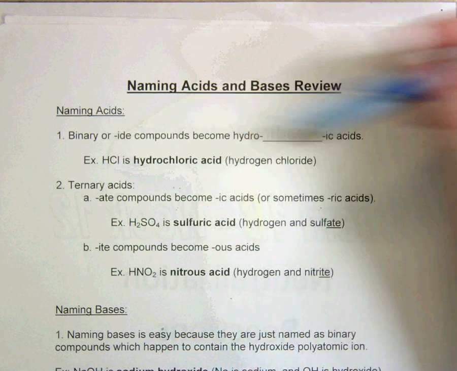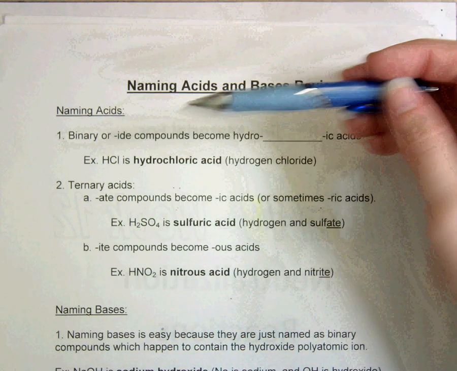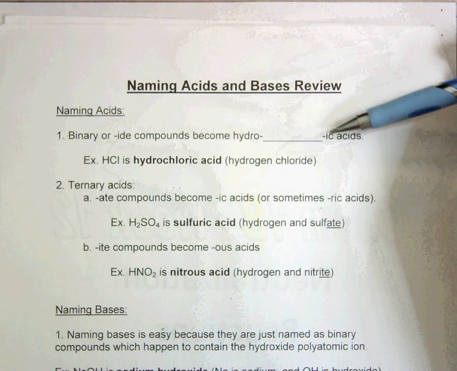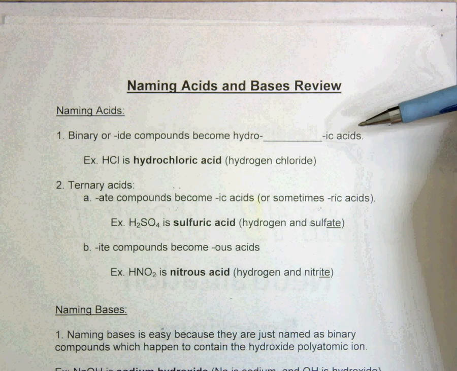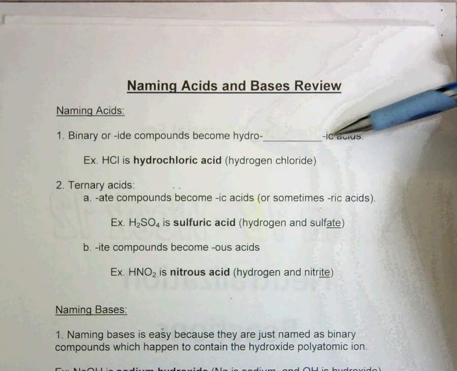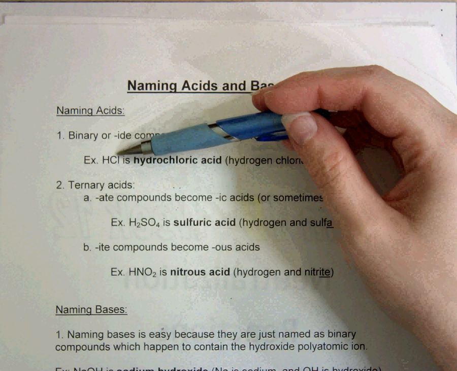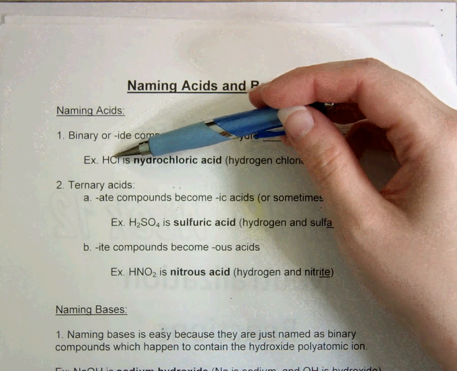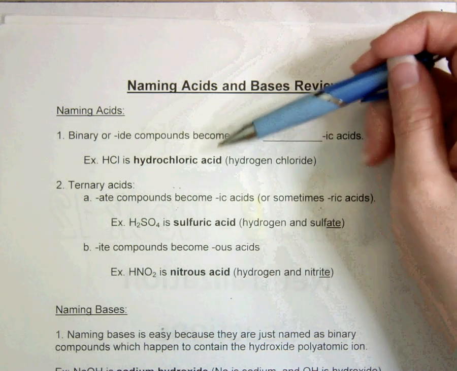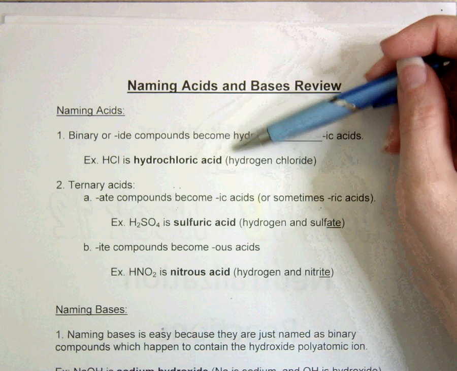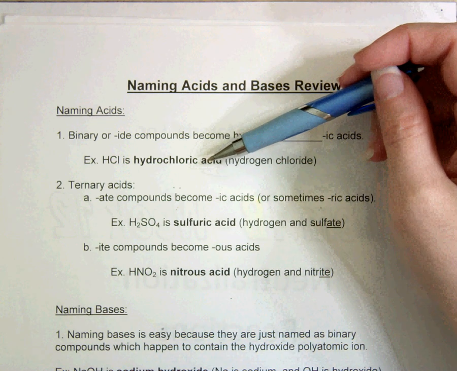So for chlorine, that'd be chlor, for fluorine, fluor, etc. And then put ic at the end. So hydro something ic acid if we only have two elements. So HCl would be hydrochloric acid. Don't forget to put the word acid at the end. It is important to do so.